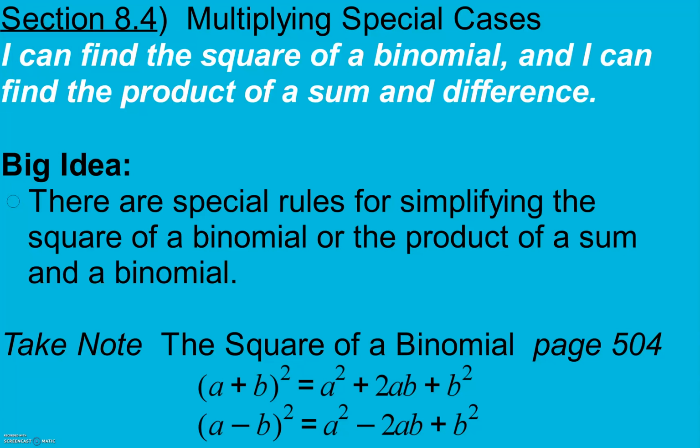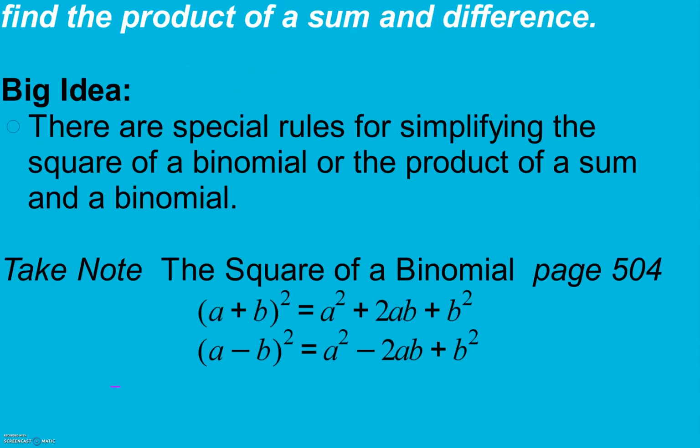Section 8.4 is multiplying special cases. I can find the square of a binomial, and I can find the product of a sum and difference. Big ideas here: there are special rules for simplifying the square of a binomial or the product of a sum and a binomial. Take note here on page 405, which talks about the square of a binomial.